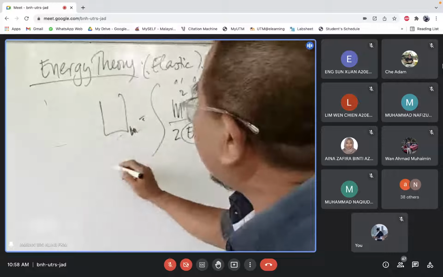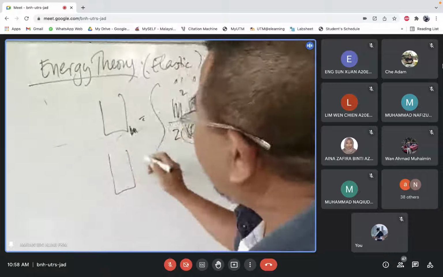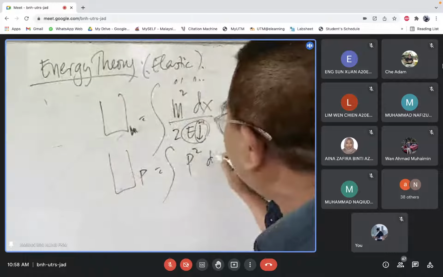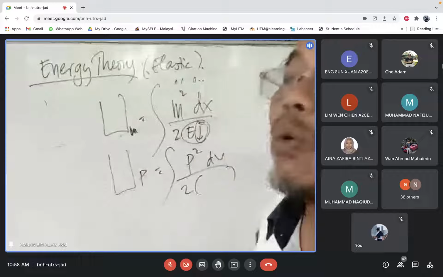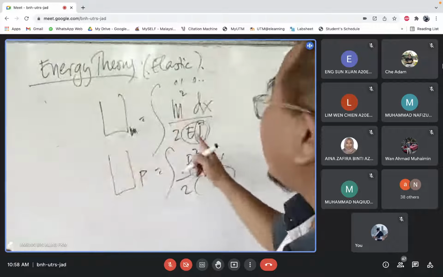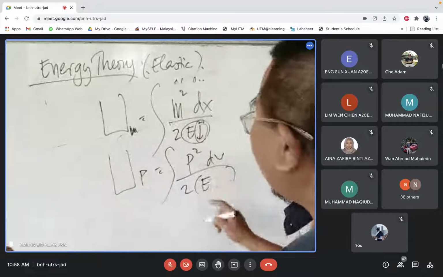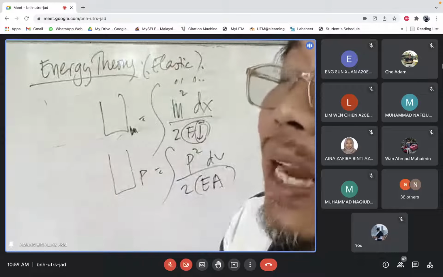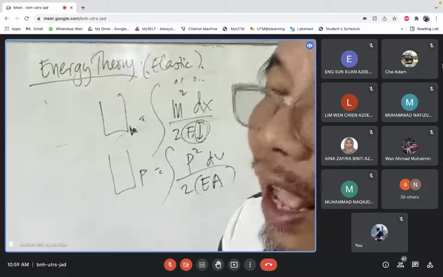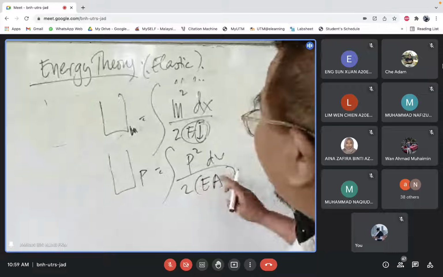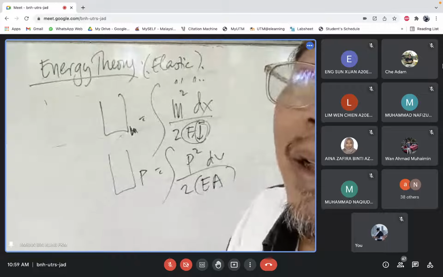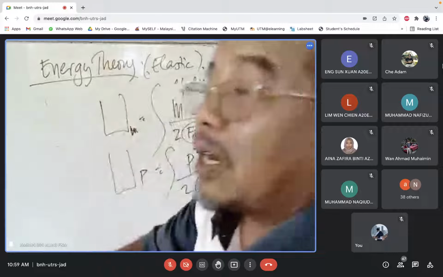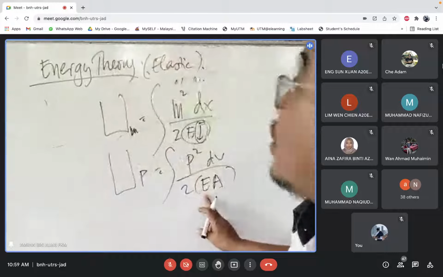And then when the energy is in terms of axial load P, it must be P squared dx over 2, and then the other one must be E for the property, and the cross section must be A. Are you with me there? Yes. Because it is P over A, right? And the property is the Young modulus, not the G modulus.